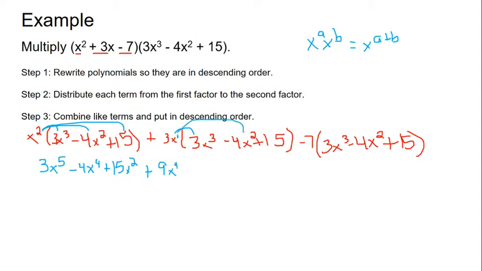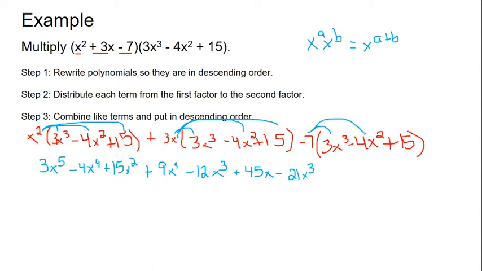3x now times negative 4x squared. So 3 times negative 4 is a negative 12. And then x times x squared, 1 plus 2 gives us a 3. And then 3x times 15. 15 times 3, if you need to use a calculator, feel free to. 3 times 15 gives us a 45x. And then our last term here, negative 7 times 3x cubed, so a negative 21x cubed.